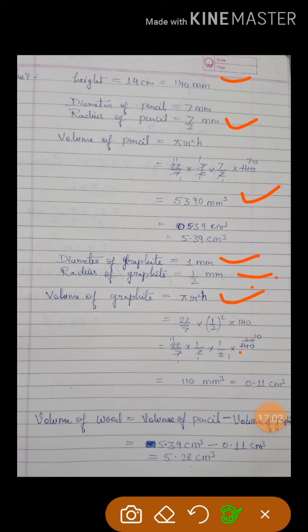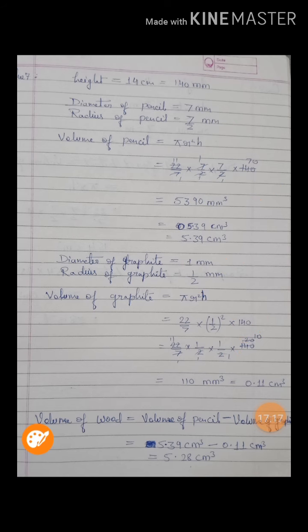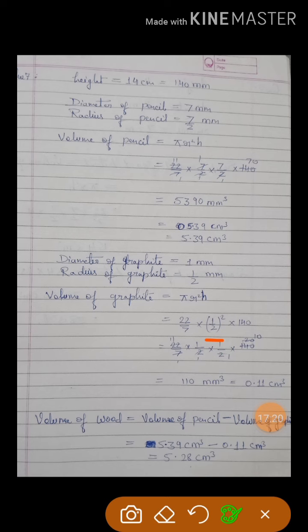Put the values of pi, r and h. H will be same, height is same of the graphite, and overall pencil height is same. So radius we have already got, it is 1/2 millimeter. So we are writing here 1/2 square. Value of pi is 22/7, and we got 110 millimeter cube. Again we shall convert into centimeter cube by dividing by 1000. It will be 0.11 centimeter cube. This is the volume of graphite, and this is the volume of pencil.